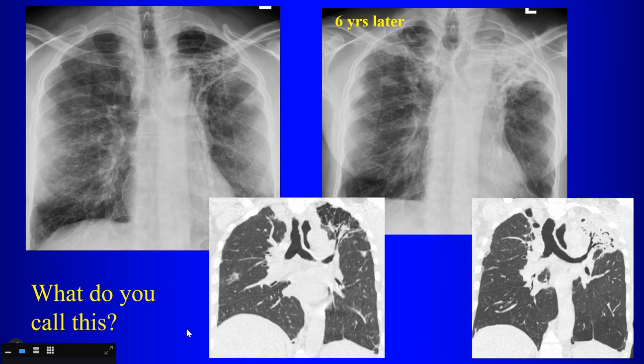What's happening here? So here we have a chest radiograph, a chest radiograph 6 years later, and corresponding CTs. What are the findings? Well, there's volume loss in the left upper lobe. There are also inflammatory changes, right? You have regions of bronchiectasis, parenchymal opacities. The distribution of disease is mostly upper or lower? Upper lobe disease, right.